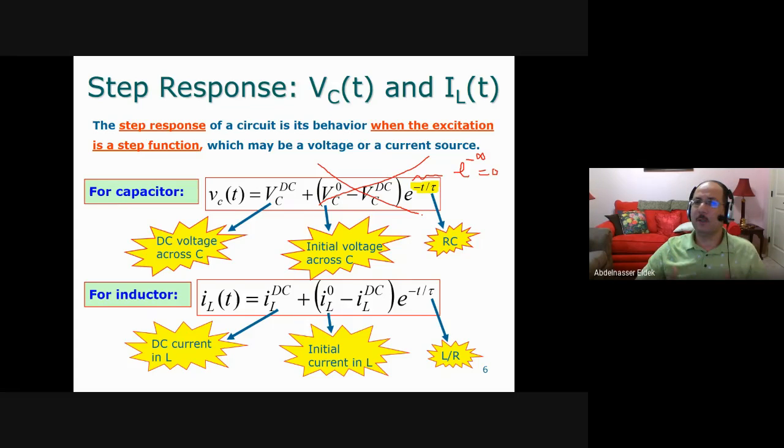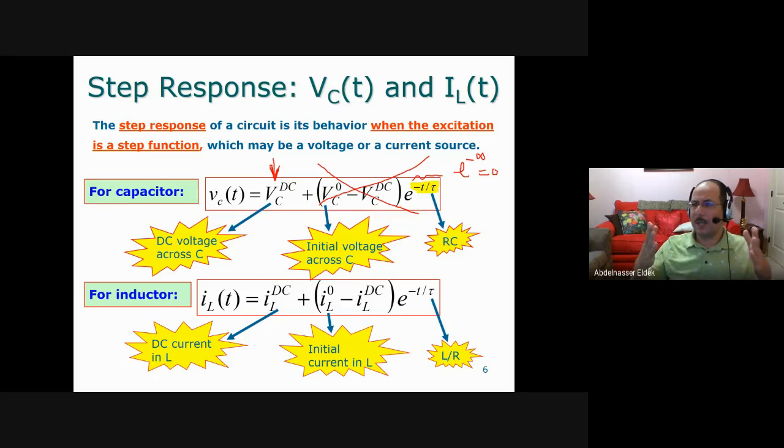Now, what is the voltage across the capacitor? The voltage across the capacitor is VCDC, which is the final voltage. And this is what I said before. Remember when I said you will charge the capacitor from 0 to 10. Finally, it will be 10. I know that it will be 10, as is proven here by this equation. But in between, this is what you need to know. Initially it was 0, finally it will be 10. But this equation shows you the voltage across the capacitor in between.